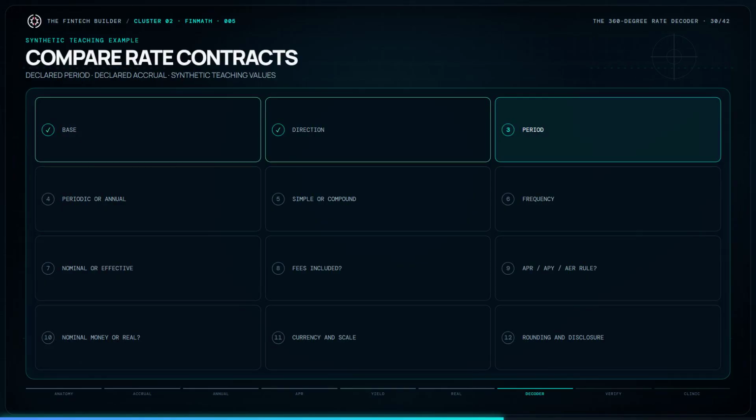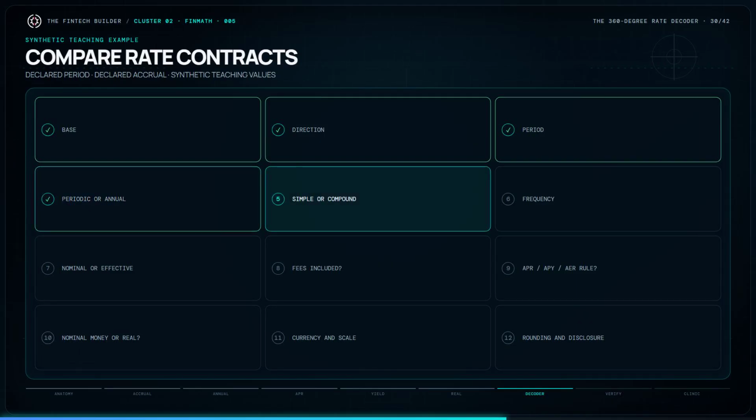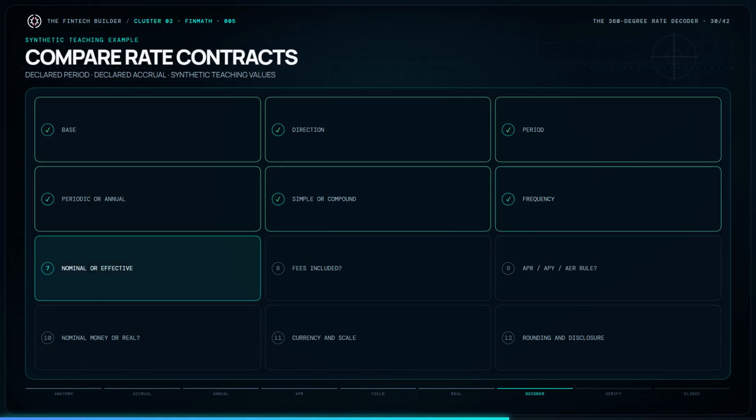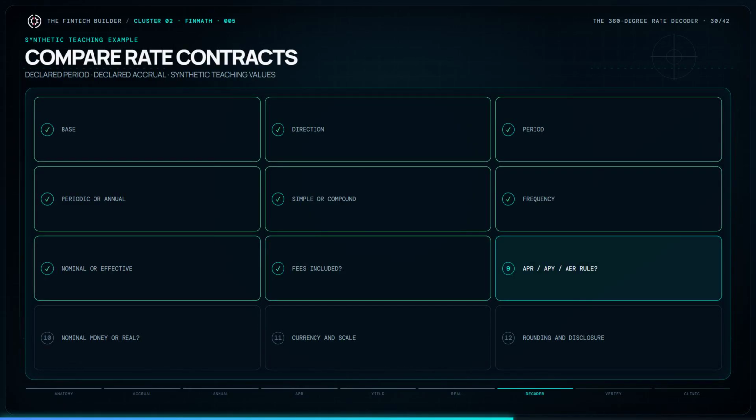Is the rate earned, charged, or used for valuation? What period does it cover? Is it already a periodic rate, or is it an annual quote? Is the accrual simple or compound? If compound, how often? Is the annual number nominal or effective?